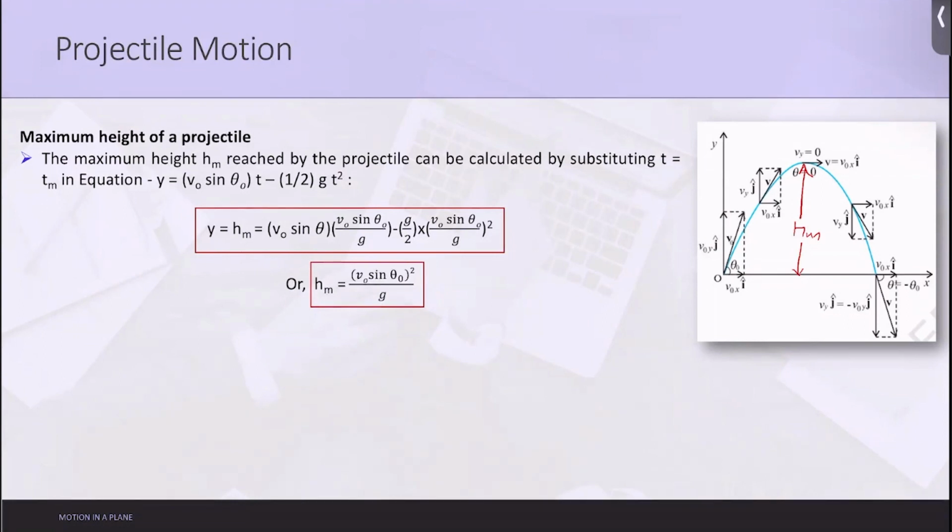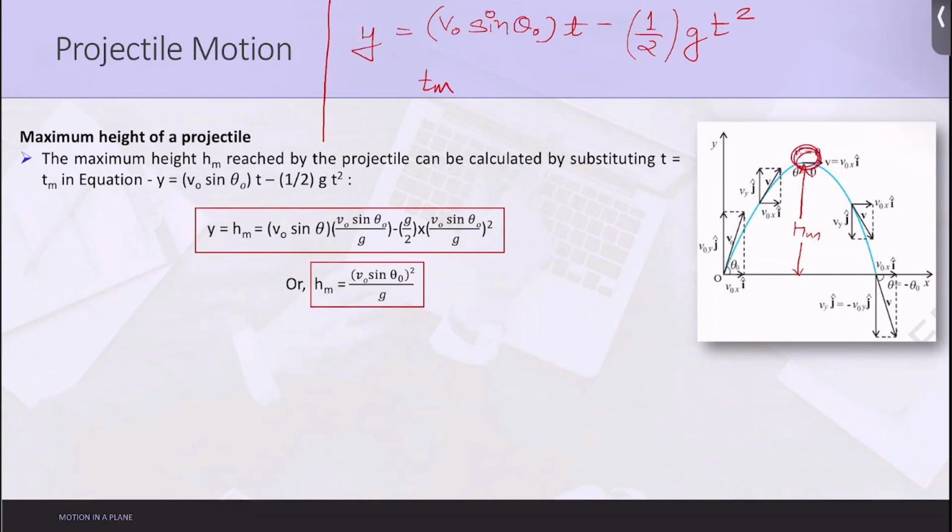So again we are using the displacement equation in the y direction, that is y is equal to v naught sin theta naught into t minus half g t square. We are just substituting t is equal to tm here. So we know that at this location t is equal to tm. What is tm? Tm is basically v naught sin theta naught by g. So now let us try to derive it here.